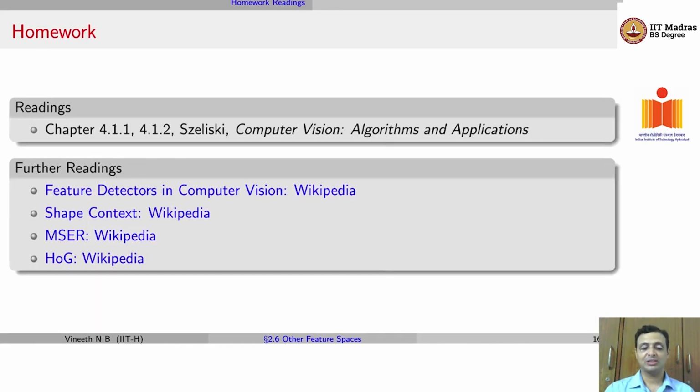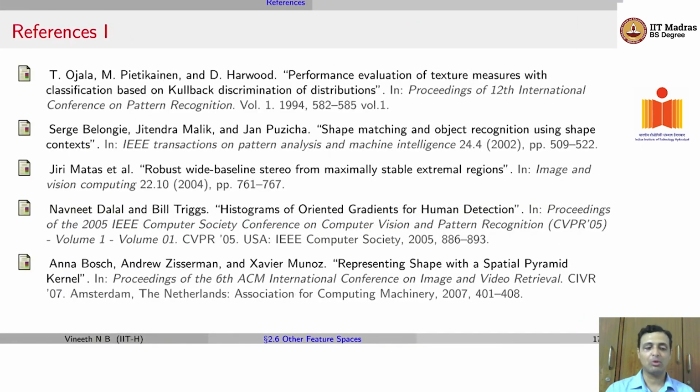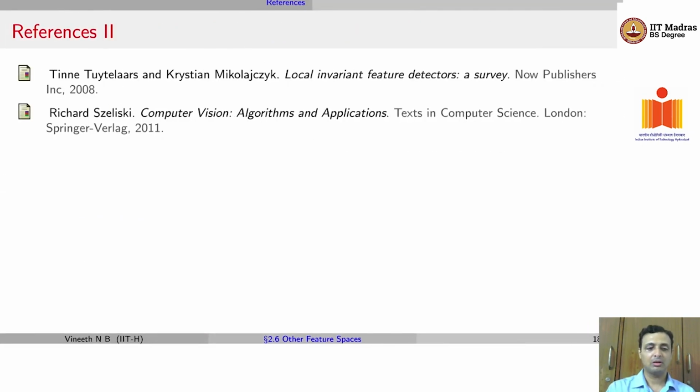So the homework for this is going to be reading chapters 4.1.1 and 4.1.2. If you're further interested about other feature detectors, please do read some of these links as well as some of these references. In particular, this reference gives an overview of various different feature detectors if you're interested.